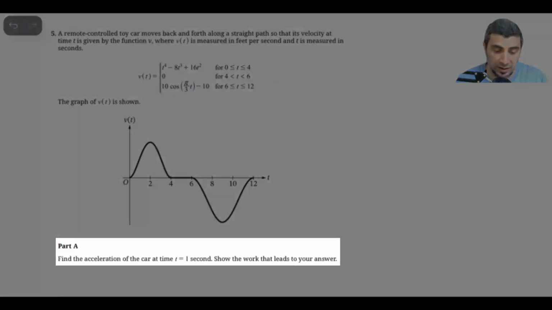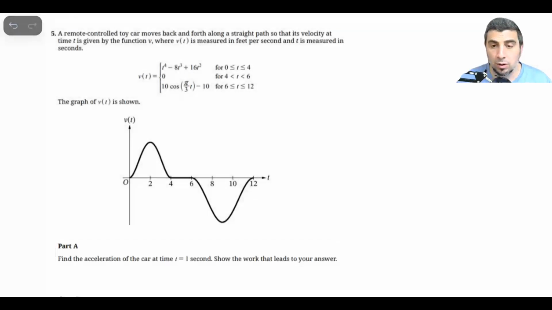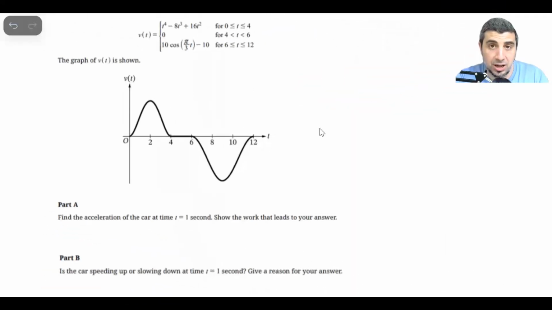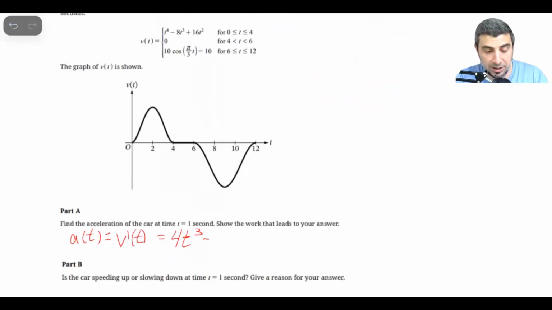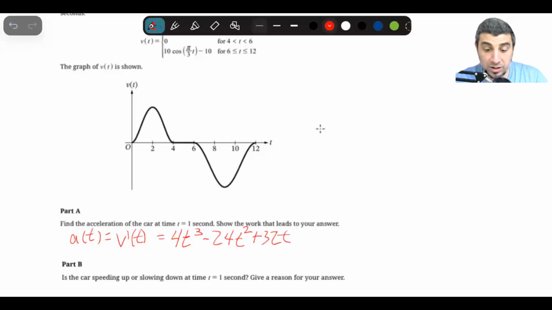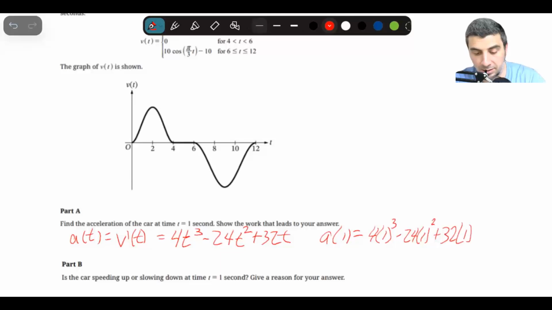Part A says find the acceleration of the car at time t equals 1. So immediately we're thinking acceleration is the derivative of velocity. So this part is actually the easiest one if you recognize it that way. So we're going to first differentiate the velocity function to get the acceleration function. And then we substitute 1 into the acceleration function and then simplify, and we get 12.